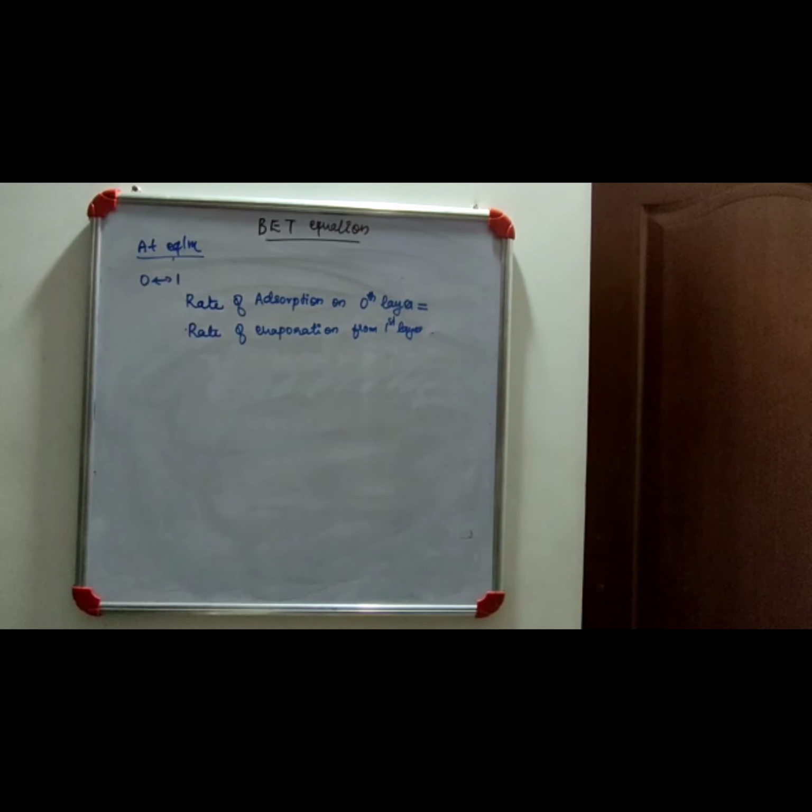Next, we can apply the equilibrium condition for each set of layers. First, consider the 0th and first layer. Here, according to the BET equation, we can apply the equilibrium condition as: the rate of adsorption on the 0th layer will be equal to the rate of evaporation from the first layer. Now we can derive equations for the rate of adsorption on the zeroth layer and the rate of evaporation from the first layer, and then equate both of them.